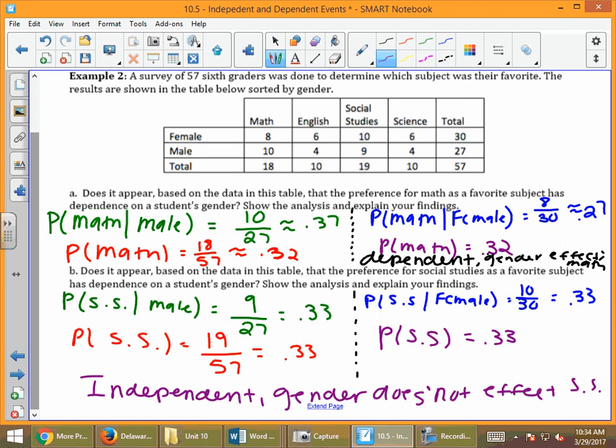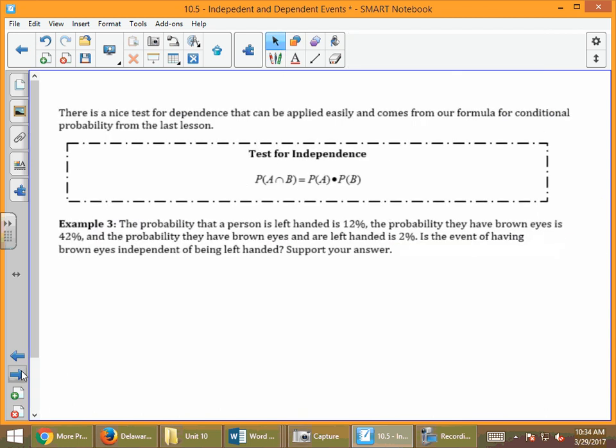Questions over that? That's one way to test using conditional probability. There's another way you can test for independence: the product test. If you multiply two probabilities together and it's equal to the probability of both things, their intersection, then they're independent. If they are not equal to their intersection, then they're dependent; they affect each other. You'll be told to use the product test for independence, and you're using this little formula.